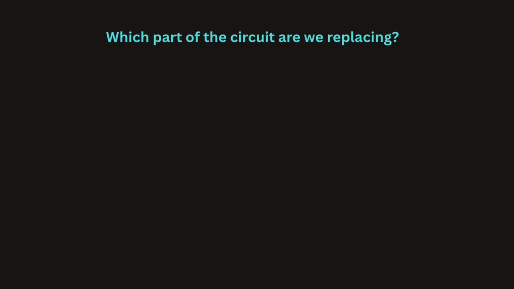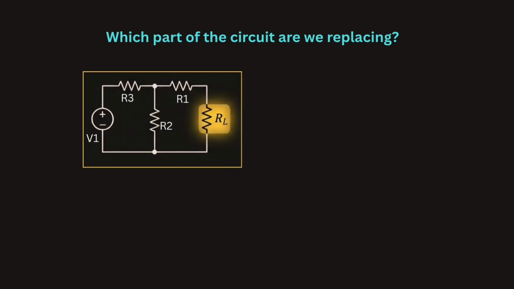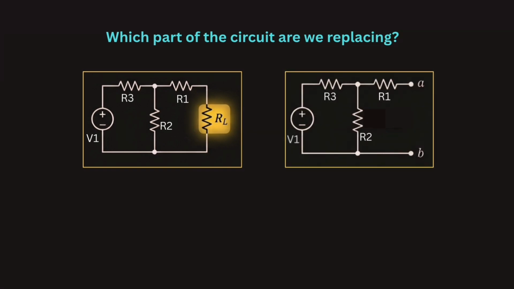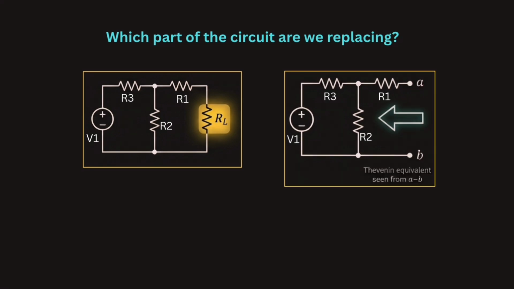Which part of the circuit are we replacing? Suppose this resistor is our load RL. We are interested in the voltage or current through this load. The first thing we do is remove the load. The 2 points where the load was connected become our output terminals, say A and B. The entire network on the other side of these terminals is what we want to replace by its Thevenin equivalent.